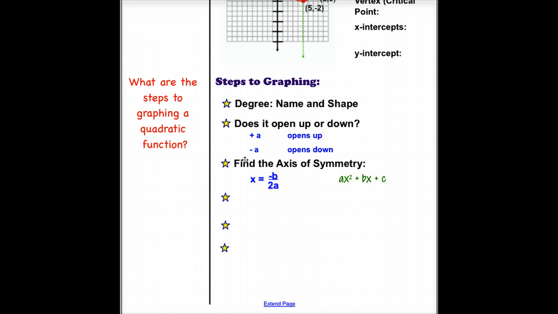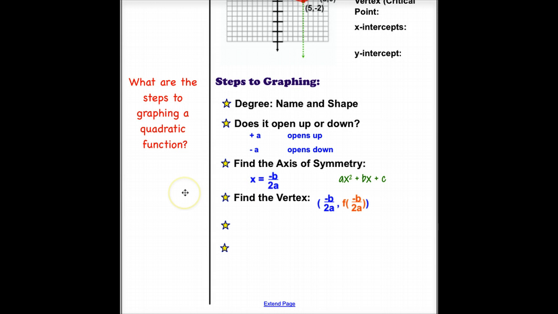Next will be to find the axis of symmetry, which in our ax squared plus bx plus c, if we take our b, which is the coefficient of x, and we make it the opposite and divide it by 2 times the a coefficient, or the coefficient of x squared, we will get our axis of symmetry, which remember will always be x equals something.